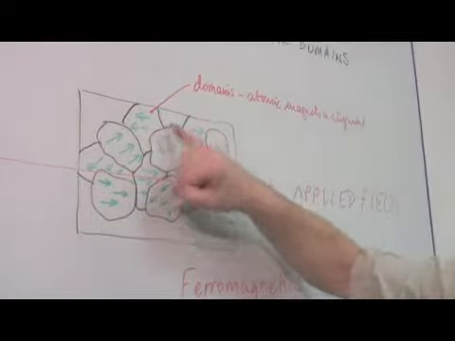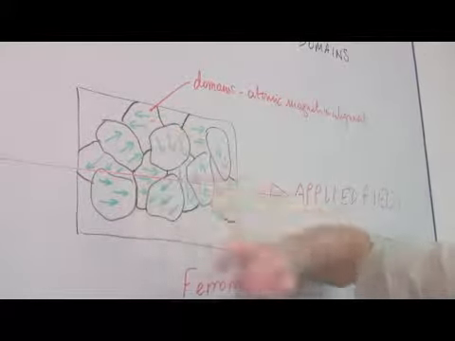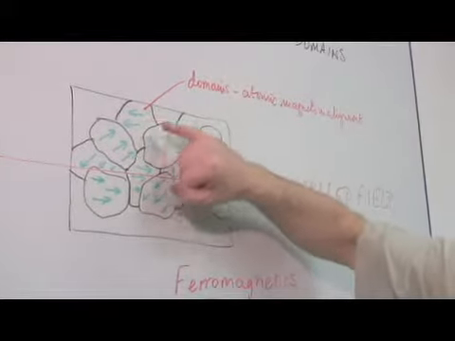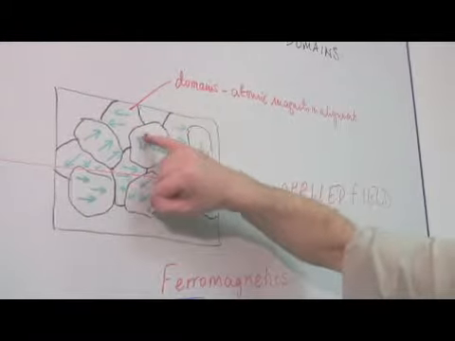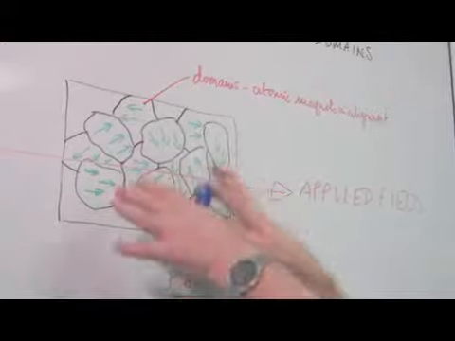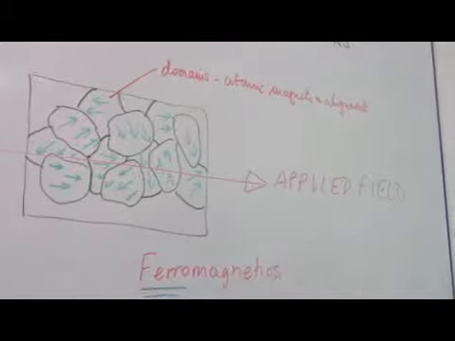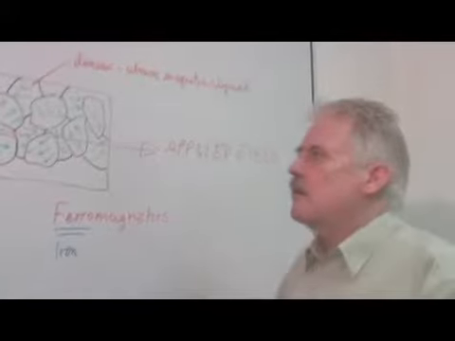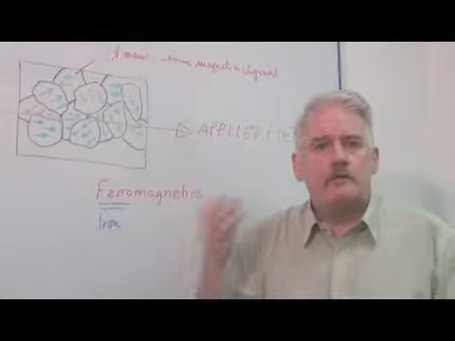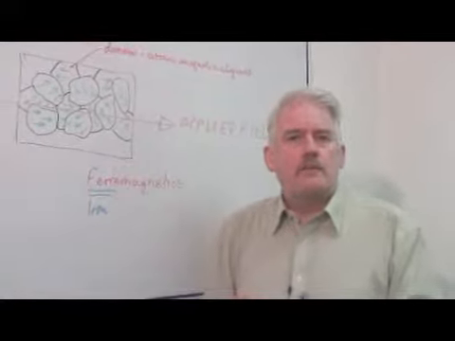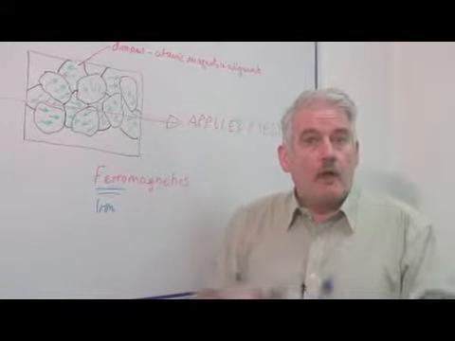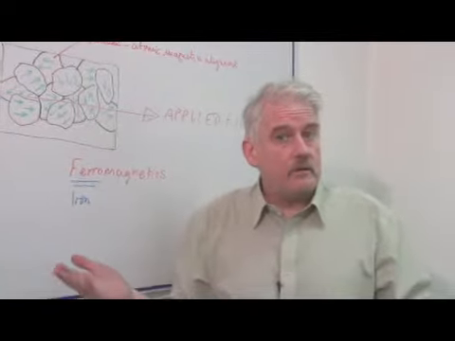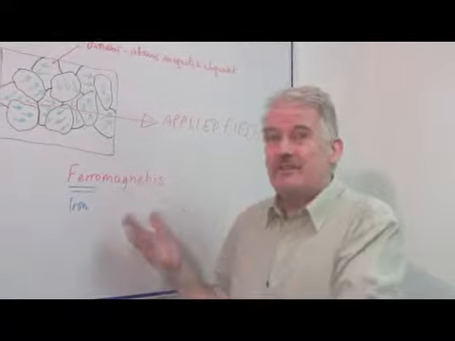At the boundaries, sometimes the domain here will snatch a few from this one. If this is particularly strong, it'll pull a few from this one, and maybe some will disappear and some recreate. But overall, as soon as that applied field is there, then suddenly you get all of these domains snapping into order.